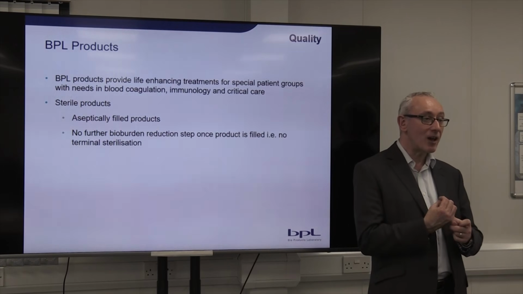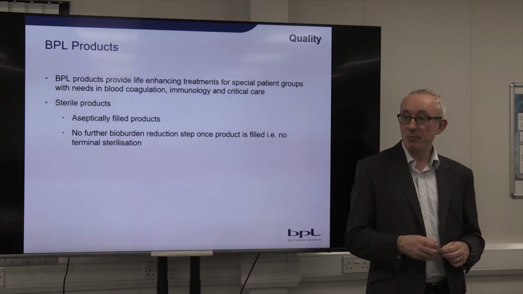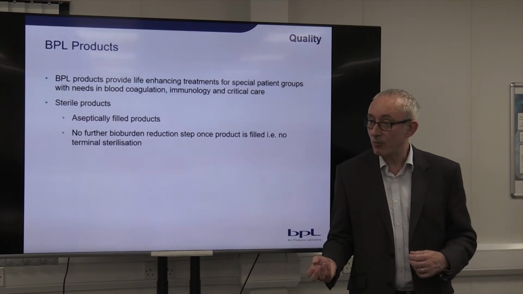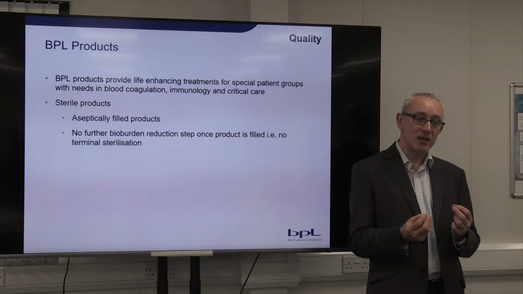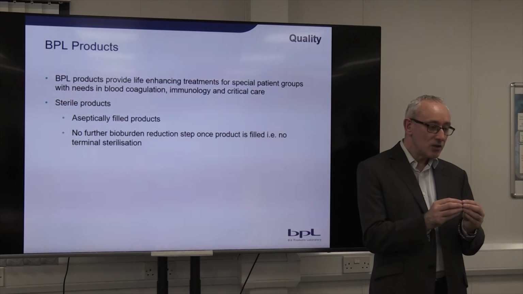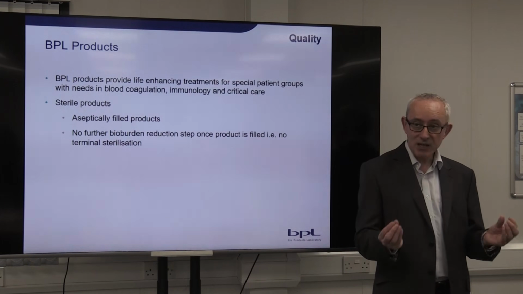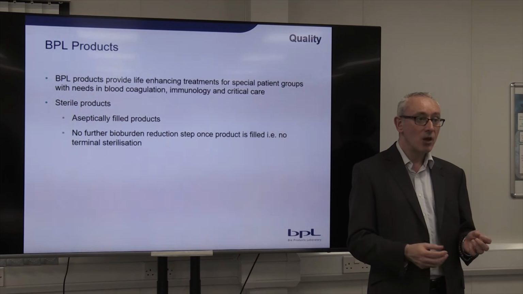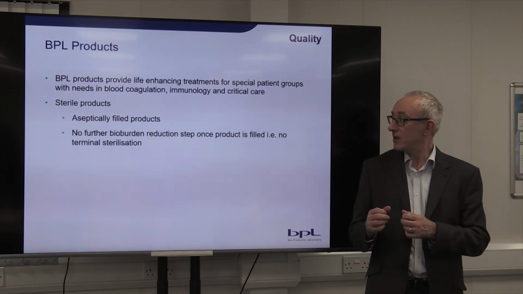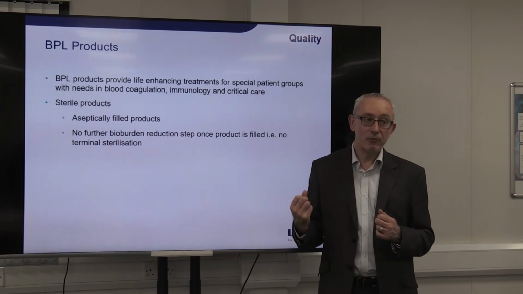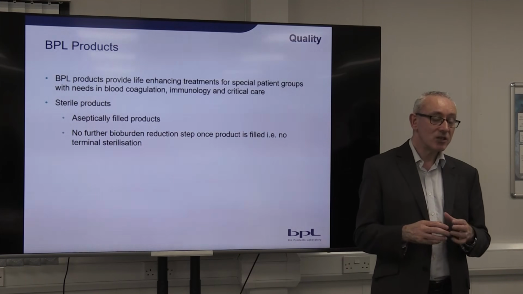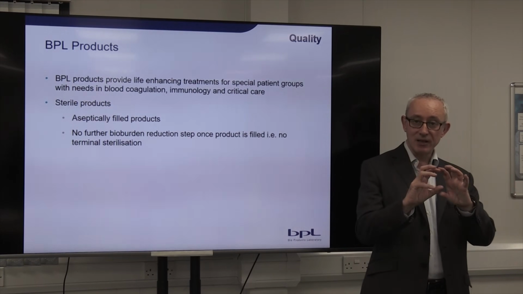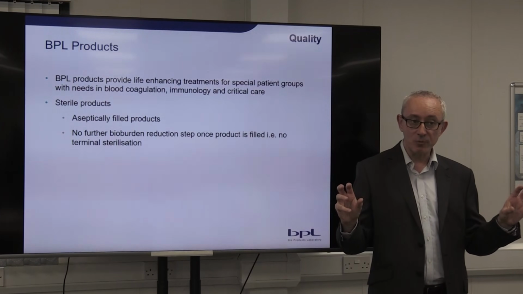So you have non-sterile pharmaceuticals, so this would be things like tablets and ointments and so on, and there the concern is not having certain bacteria, for example, that might be pathogenic. The other group of pharmaceuticals is sterile pharmaceuticals, and sterile pharmaceuticals are then divided into two separate groups.